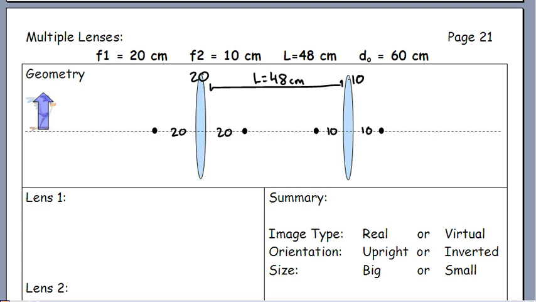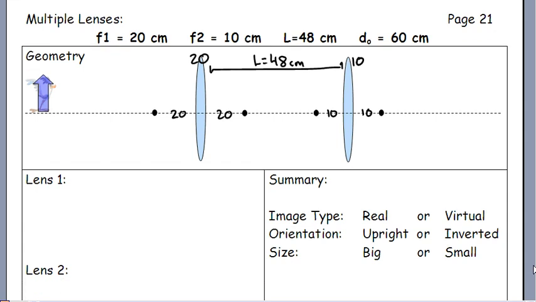Okay, so here's the plan. We just go one lens at a time. For the first lens, it is a 20 centimeter focal length lens, and it looks like the object is placed 60 centimeters away, according to the story right here. So that is a 60. Let's go and see what the first lens does.